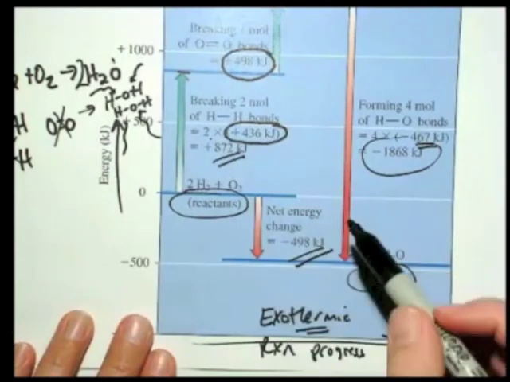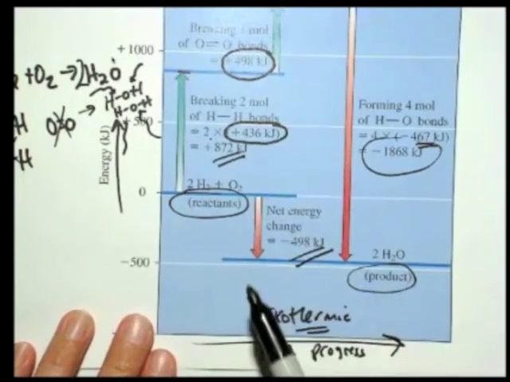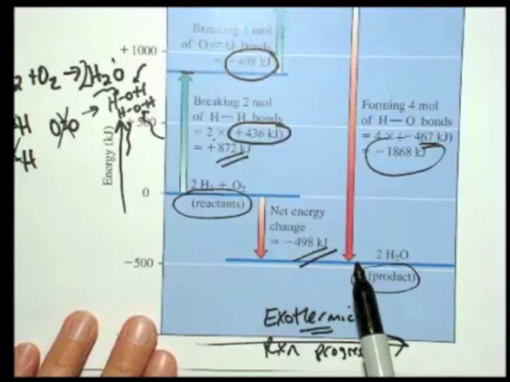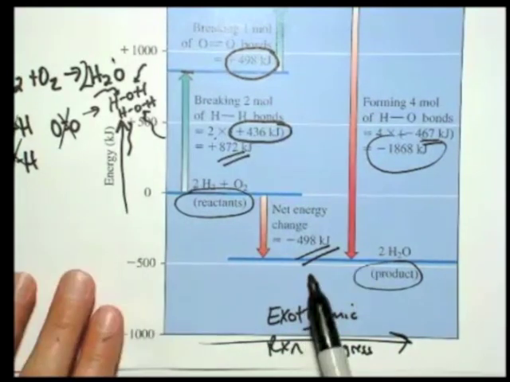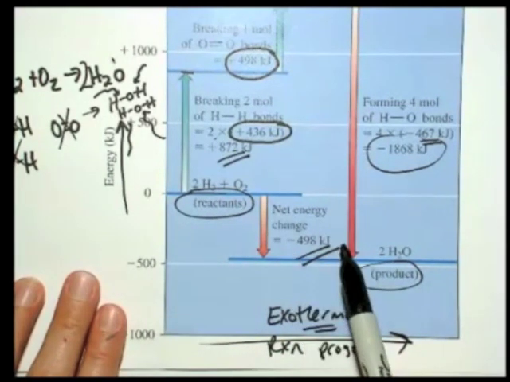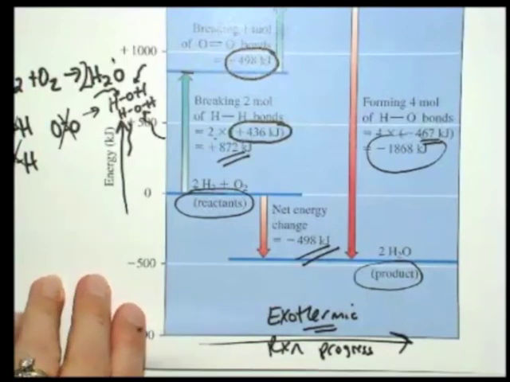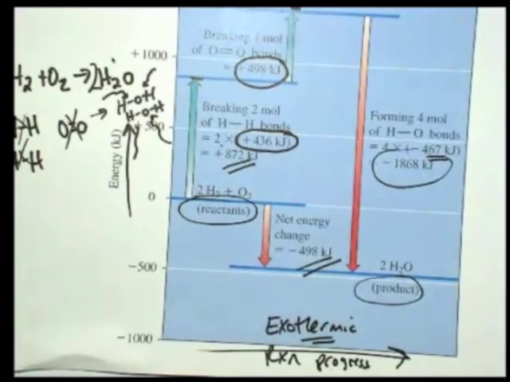So you could estimate just based on bond energies what the heat of reaction should be if you actually do a reaction. Okay, and it's going to be negative 498 kilojoules per mole of methane broken. All right.